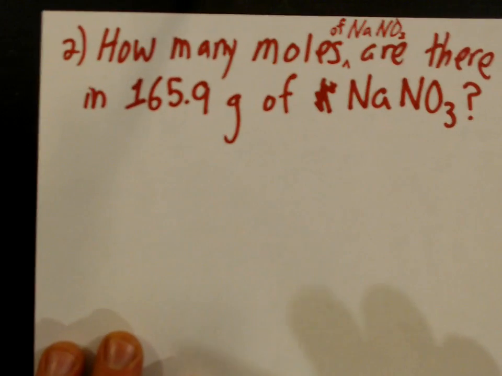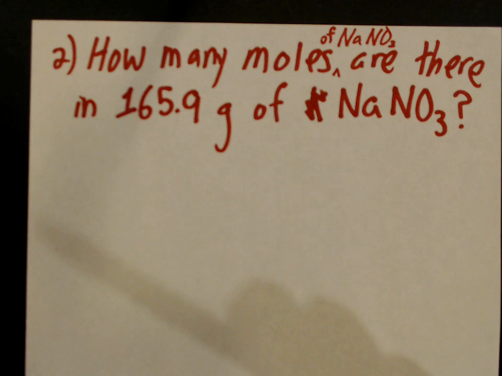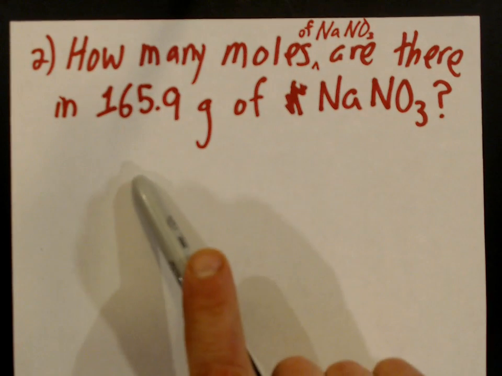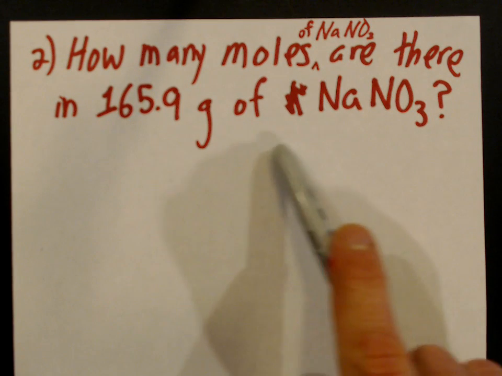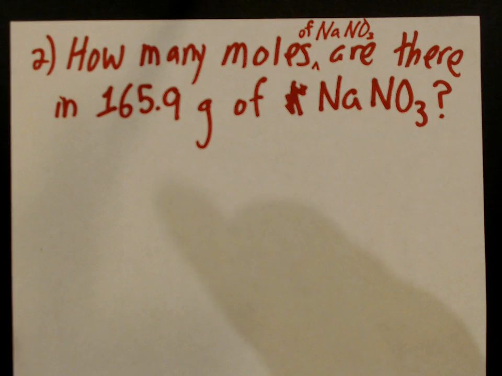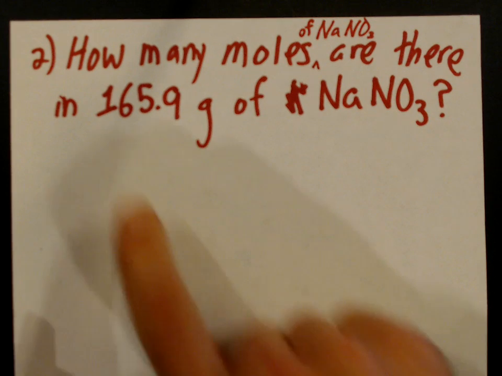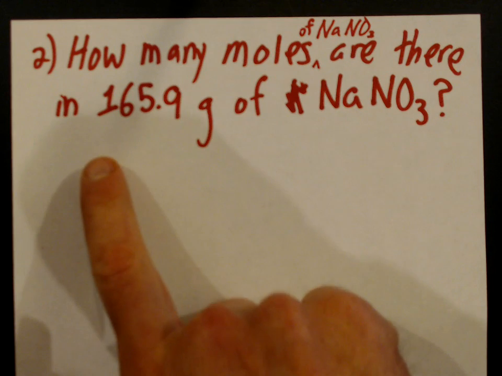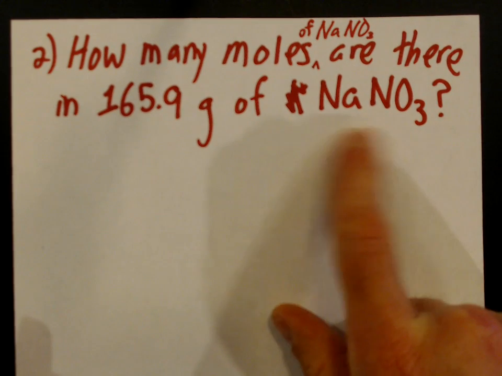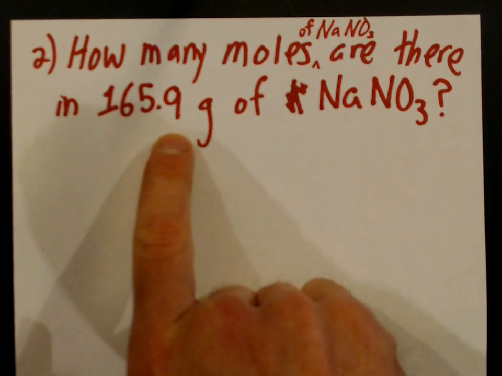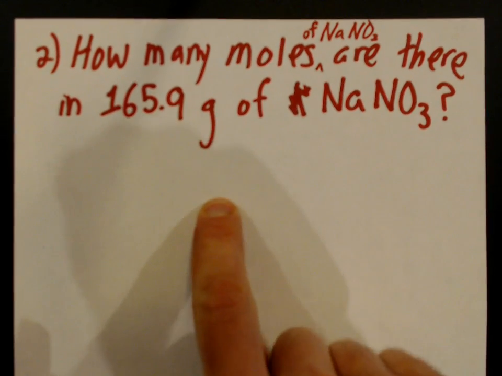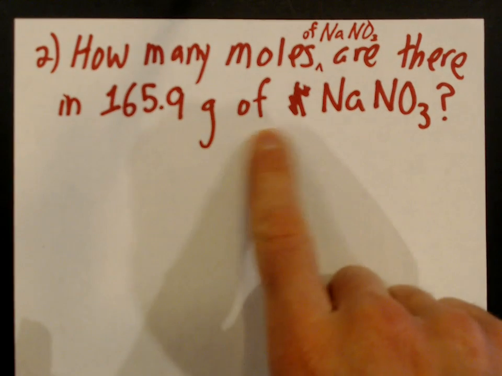Second example, here we go. This one's a little bit different. How many moles of sodium nitrate are there in 165.9 grams of sodium nitrate? In other words, if I handed you a container of sodium nitrate and you measured its mass to be 165.9 grams, with this calculation we're about to do, you can determine how many moles there are.